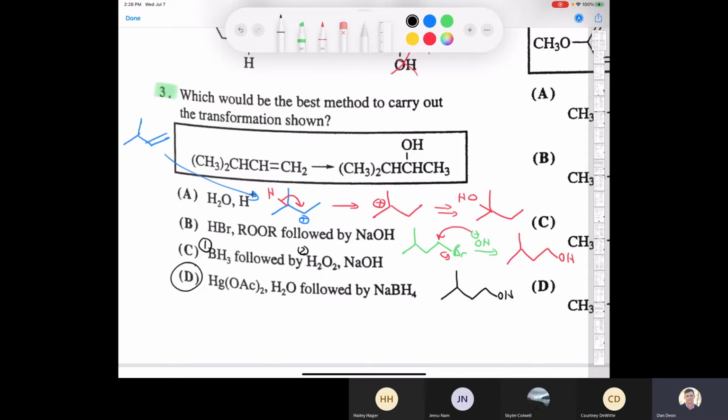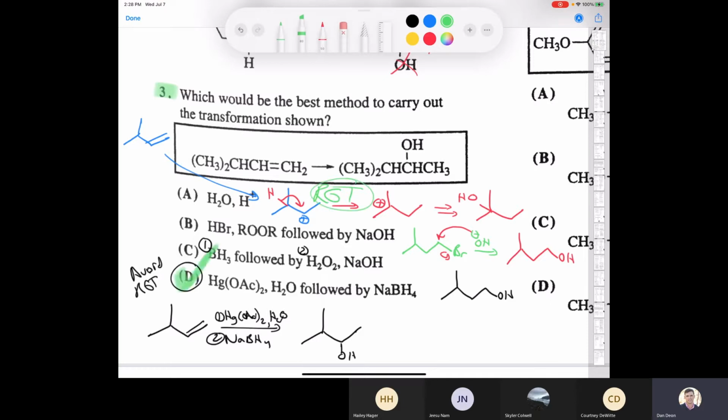D is going to be the correct answer because this is a Markovnikov addition, but we avoid the carbocation rearrangement. So you would take this compound and treat it with mercuric acetate in water, followed by sodium borohydride, and that's going to give you the Markovnikov addition, and you get no rearrangement, right? Because you want to avoid this rearrangement at all costs. And again, the correct answer would be D.